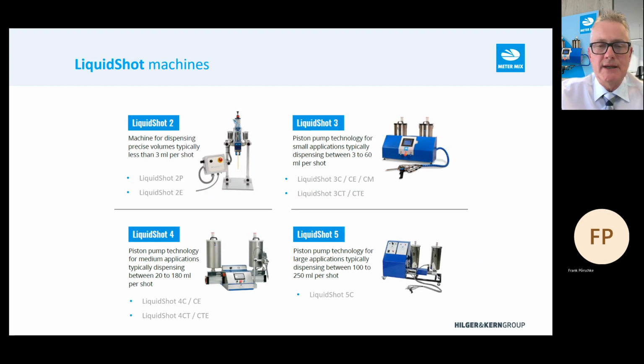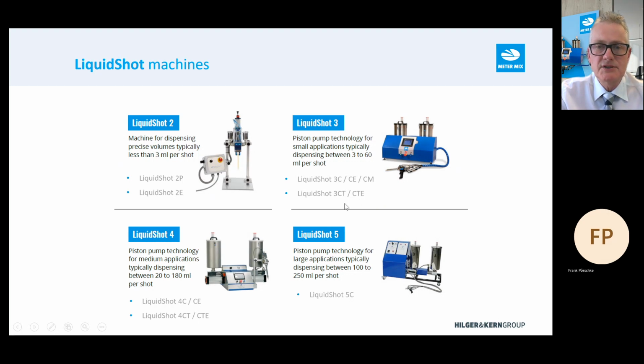Now, when we say liquid shot machines, we are talking about machines that will dispense a metered shot. So when you dispense, you pull the trigger on the gun or you push the foot pedal, the machine will dispense a metered shot of material. We have here 4 different sizes within the range. So we have the liquid shot 2, the 3, the 4 and the 5. Within each of these ranges, we do have some differences. You'll see on the liquid shot 3 here, we have the liquid shot 3C, the CE, the CM, and then we have the CT and the CTE.